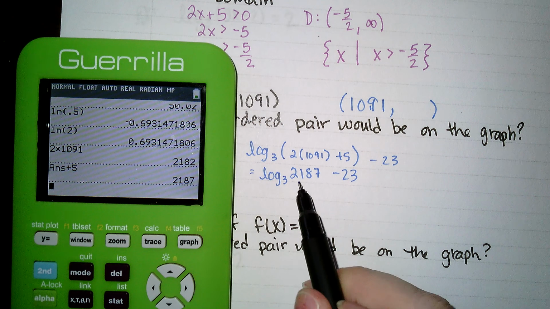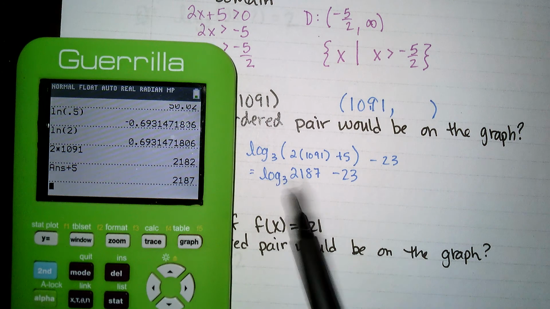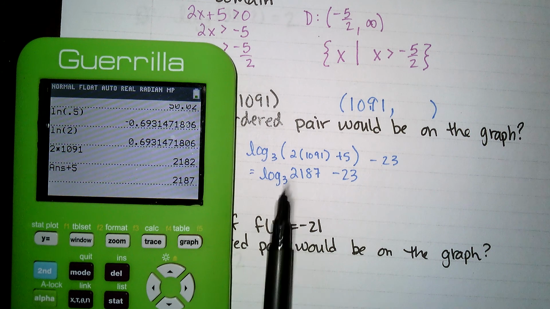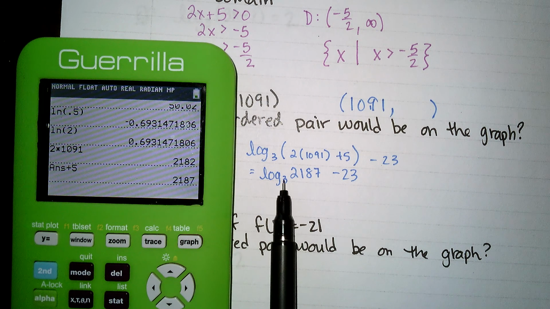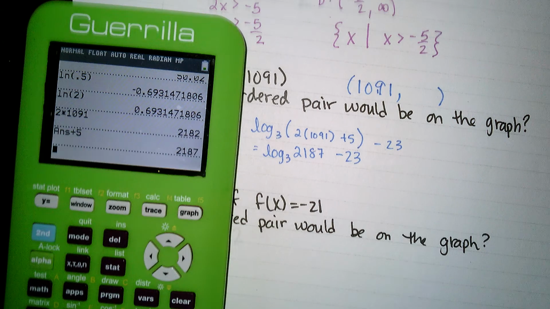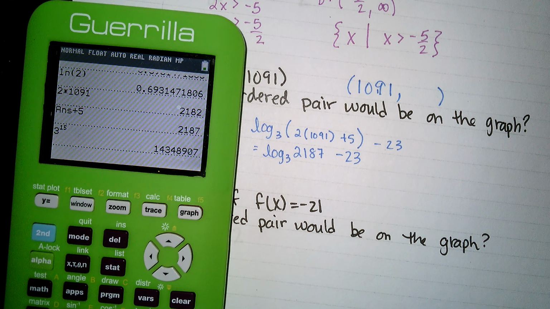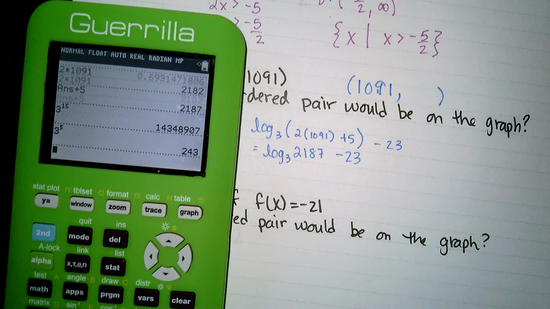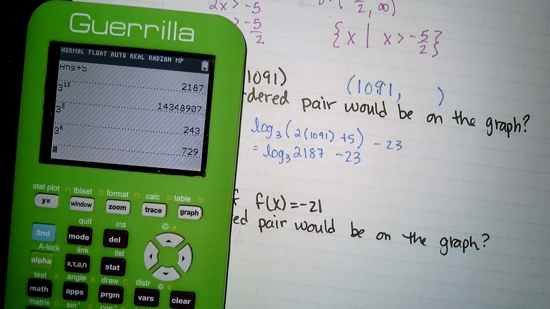Now this log base 3 of 2187, in the order of operations, would fall in the same level as exponents. So we've done what's in parentheses. Now we're in the exponent area. So we want to answer the question that this log is asking, which is 3 to what power gives us 2187. So we can start kind of guessing. 3 to the 15th power. Oh, that's way too big. 3 to the 5th power. That's too small. How about 3 to the 6th? 3 to the 7th. There we go, 3 to the 7th.